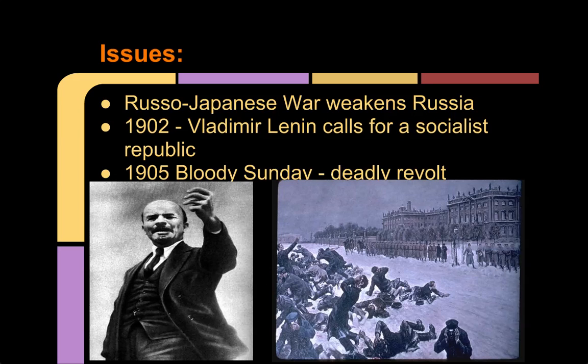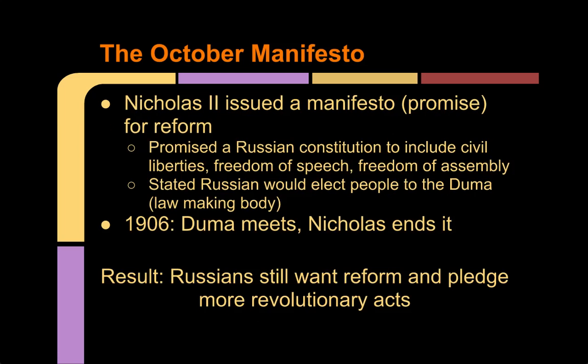They want to get rid of the dynasty or the monarch, and then it'll be against the Russian military. Now, Nicholas II is going to issue a manifesto, which is like a promise for reform. He's going to promise a Russian constitution to include civil liberties, freedom of speech, freedom of assembly. Also, it states that Russians would elect people to the Duma. Duma is the lawmaking body in Russia. And in 1906, the Duma meets, but Nicholas is going to end it.